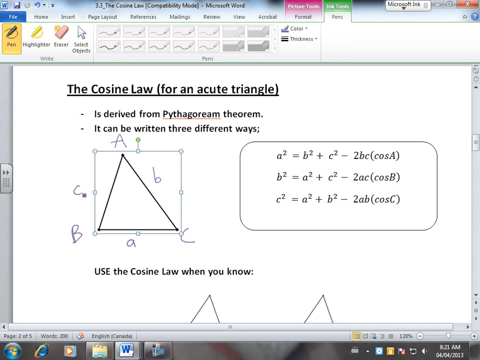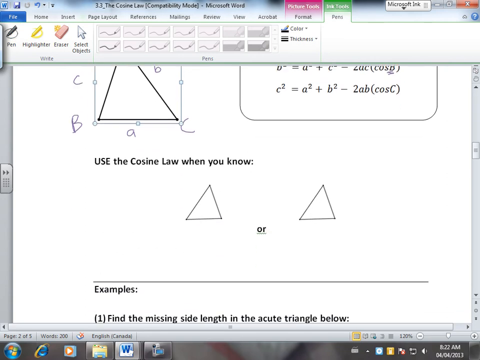So if you're looking for side A, you'd use a squared equals b squared plus c squared minus 2bc cos A. And these are all the sides, not the angles. These are the sides, and then cos A, and here's your one angle. And same for B: b squared equals a squared plus c squared minus 2ac cos B, again all sides except for the capital B, which is an angle. And then the same thing for c squared. So again, it just depends on which side you're looking for and which angle you have.